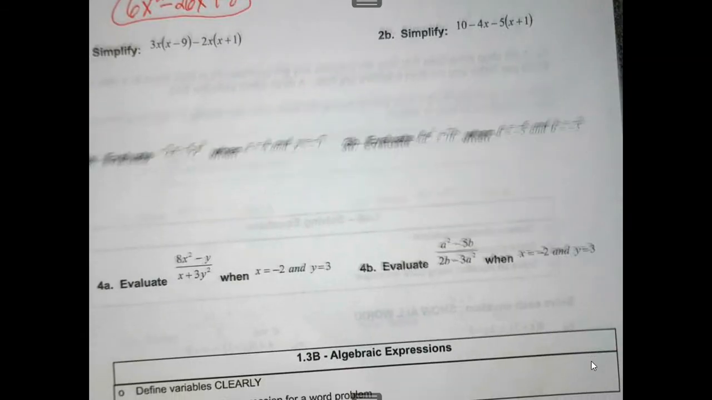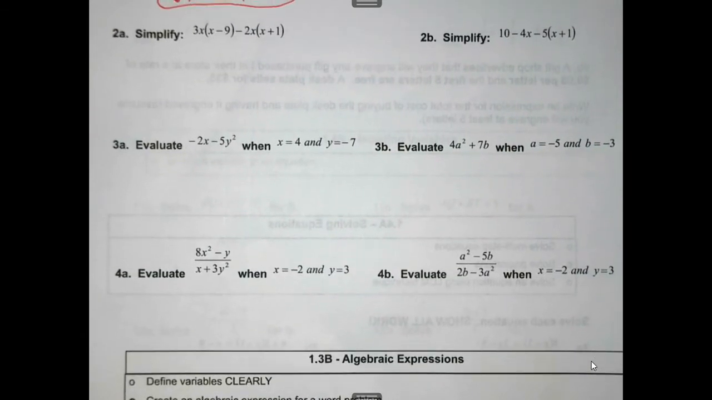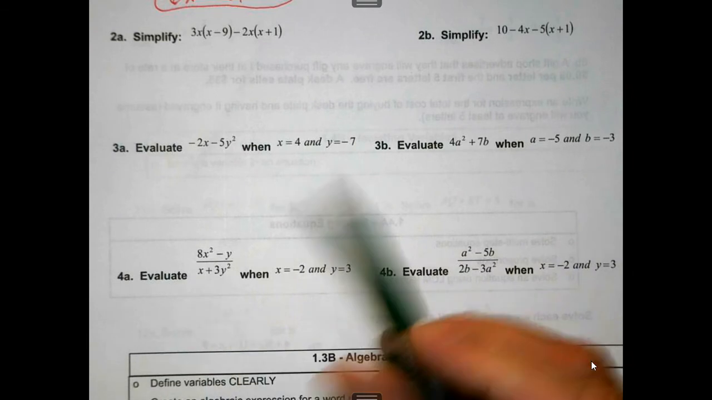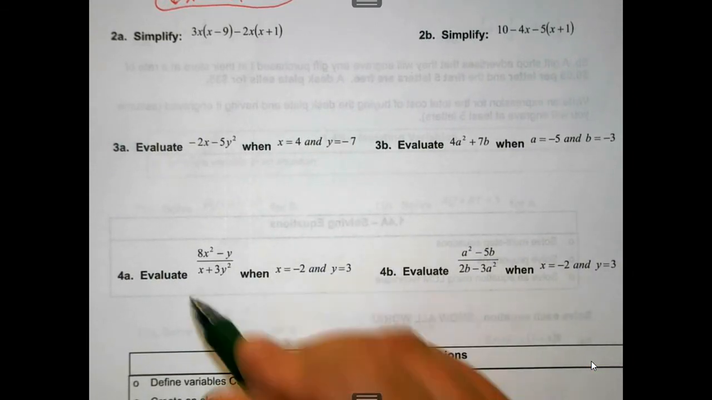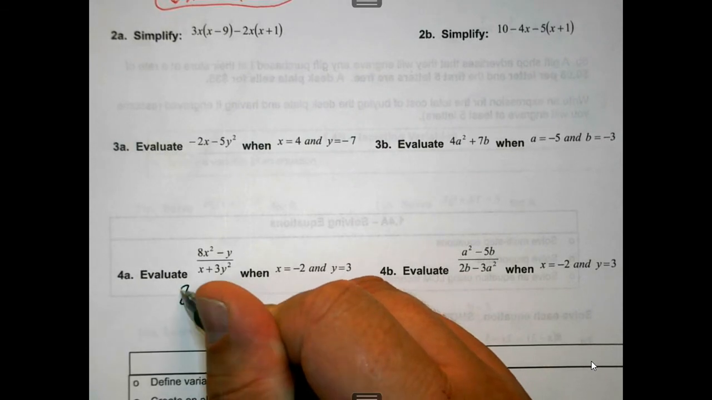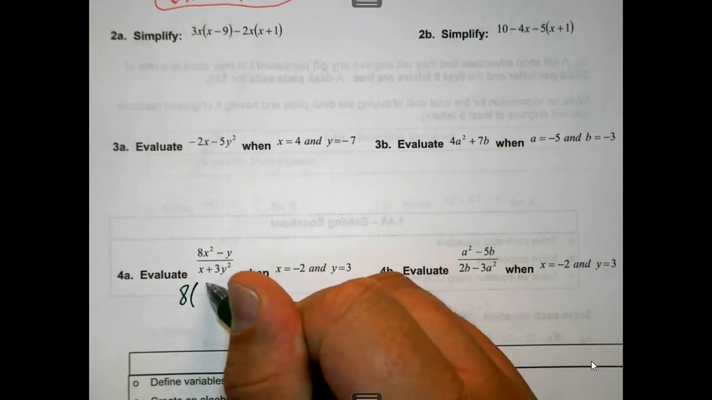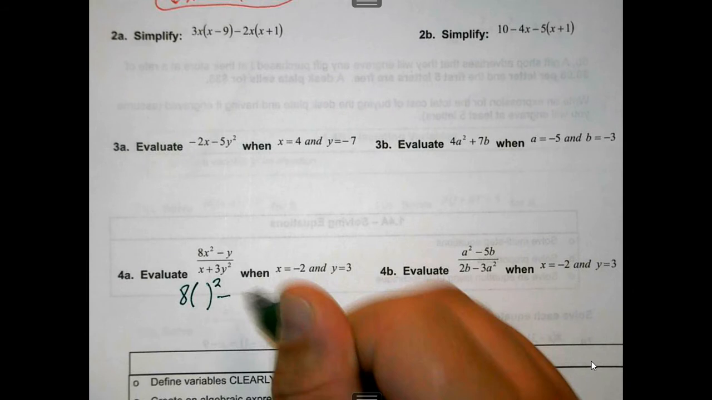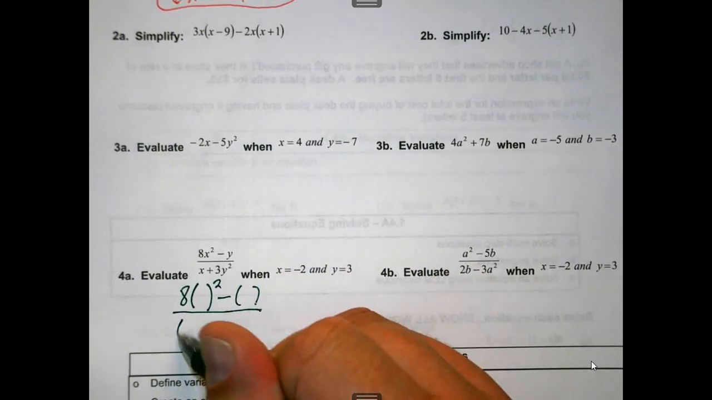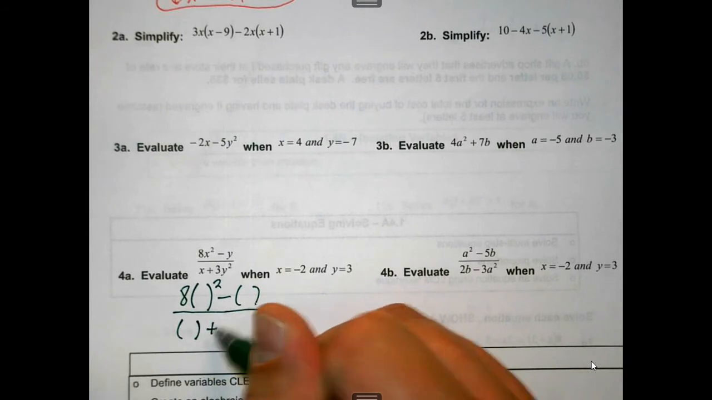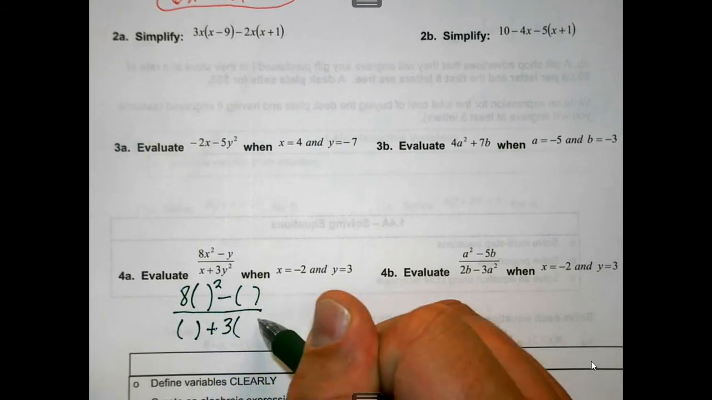Yeah, well, take a look at number 4A. Okay, so this is evaluate. They actually give us values for our variables, right? So I'm going to go ahead and put in parentheses where I have an x and a y. And then here's parentheses for this x and for this y.